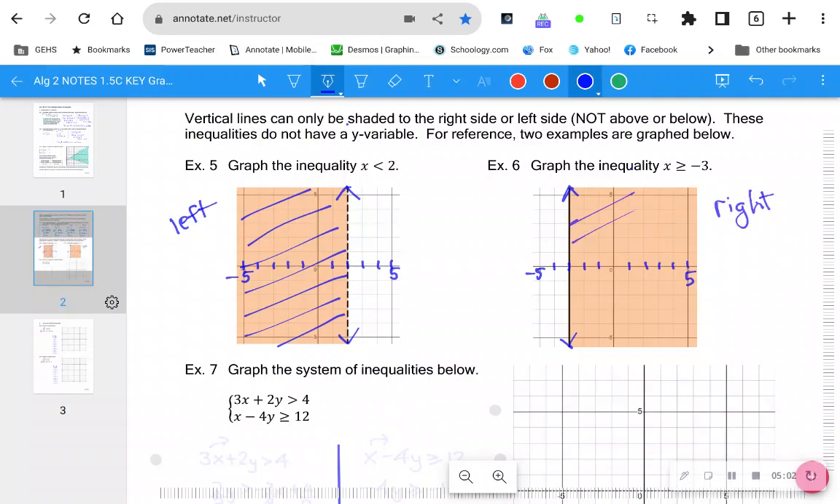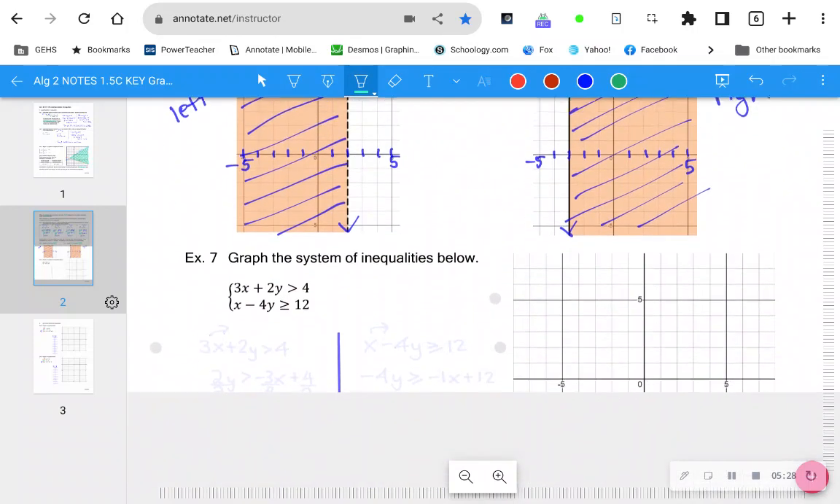And then you would hash it like this. And you can see my vertical line actually hits here at -3 and goes up and down there. Okay, so the only time you decide to go, instead of above and below, you go left or right, is when you're dealing with a vertical line, and you'll notice that you only have an X and no Y.